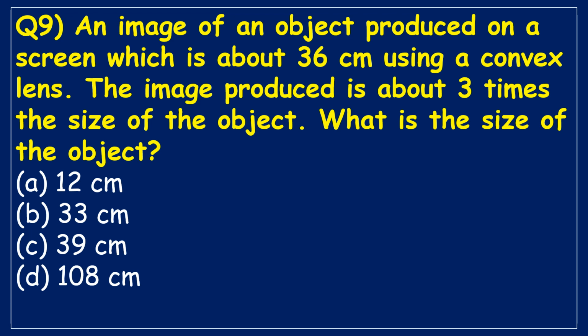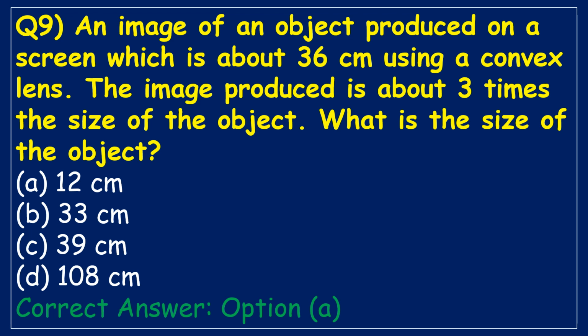So what is the size of the object? Here the ratio of image to object size is given, that is 3:1. From this ratio we have to find the size of the object, and we need the help of the magnification formula. Your options are: option A 12 centimeter, option B 33 centimeter, option C 39 centimeter, option D 108 centimeter.